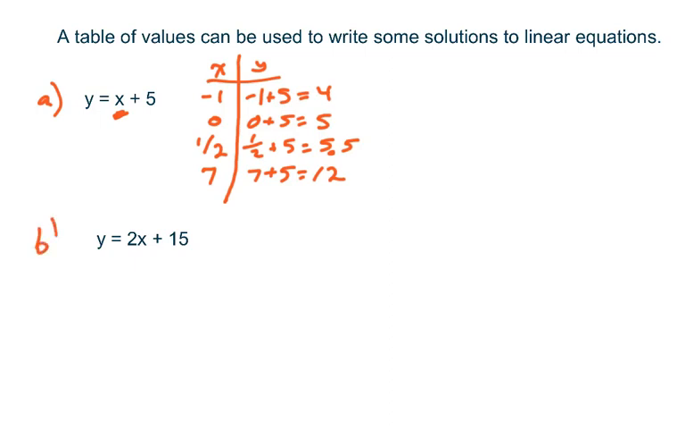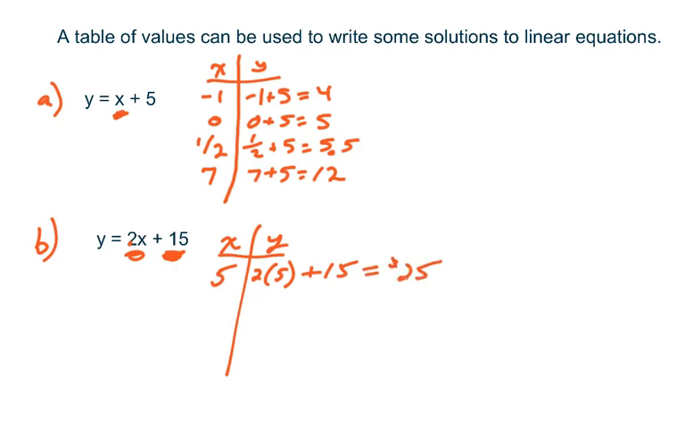Okay, let's make one for part B. And these equations can represent real-life things. For example, maybe this equation says you're buying a pizza. The cheese pizza is $15, and then you're going to pay $2 for each topping, where x would be the number of toppings, and y would be the cost. So let's say you get 5 toppings. Then what would be the cost? It's 2 times 5, so that's $10 for the toppings, plus 15 is $25.